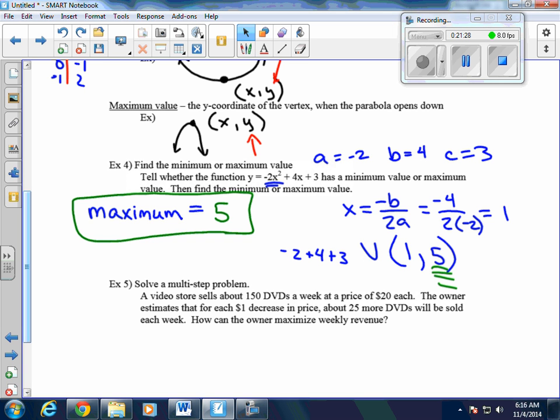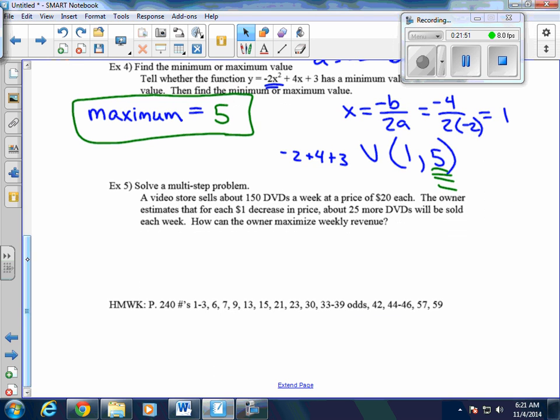The same thing would be true if we're looking for the minimum. If we're looking for a minimum value, we would find the vertex and the y value just like we did here, only in that case we would know that the parabola opens up. So now let's look at a word problem.